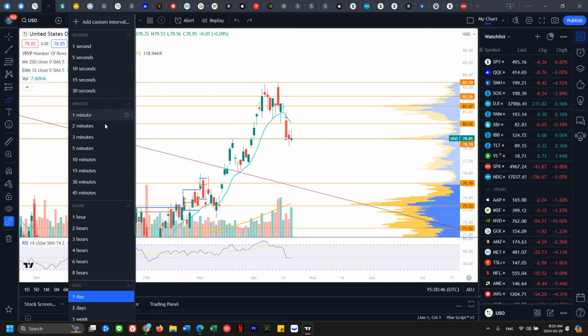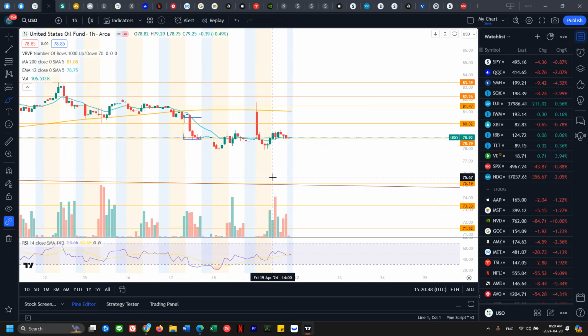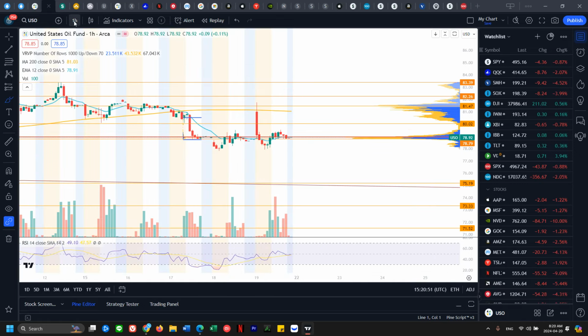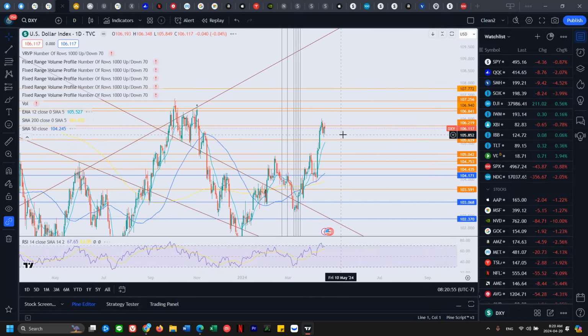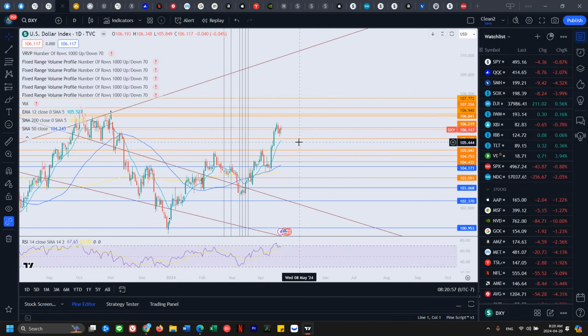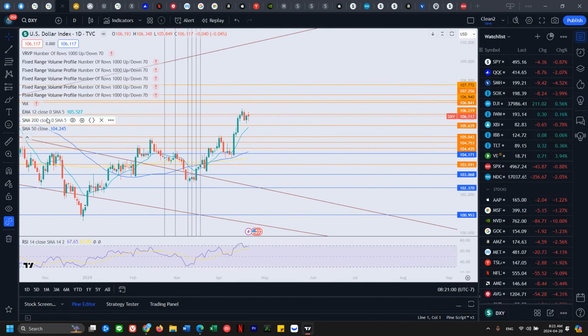All right, let's see on hourly, is there anything? Nothing really on the hourly. Daily was more clear. All right, let's take a look at the US dollar. US dollar bull flagging here. Still pretty much the opposite of oil. Let's see.